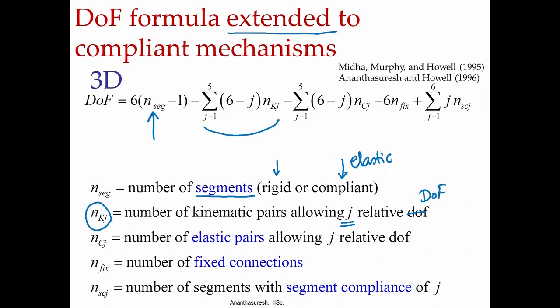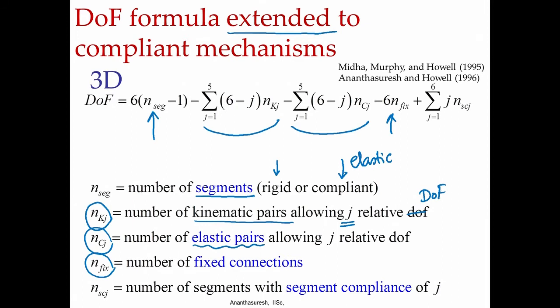So, that part is familiar, but then we also have this one where we are subtracting not only the kinematic pairs, whatever degrees that they remove, but also we consider the elastic pairs, our NCJ. NCJ indicates the number of elastic pairs that allow j relative degrees of freedom. It is just like kinematic pairs, now we have elastic pairs. So, that part is also clear, but we have this new thing called n fix. What is that? N fix is the number of fixed connections.